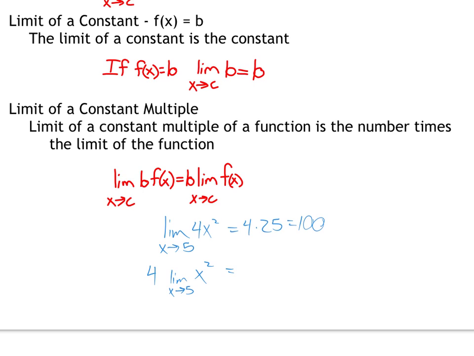You don't have to. I'm showing it to you here with a simple function because you're going to see it later, like if we wanted to find the limit as x approaches 5 pi over 6 of 10 sine of x, we can pull the 10 out and just look at our sine curve. Either way, in this case, we're going to get 4 times 25, which is 100.